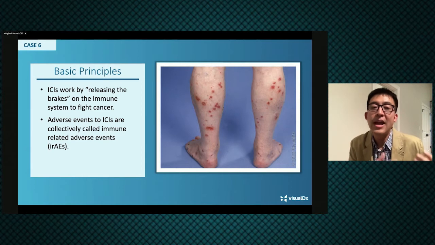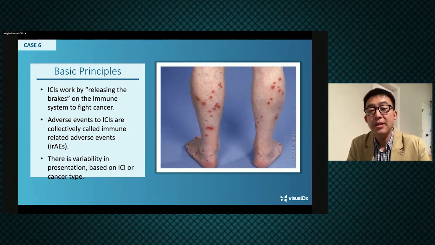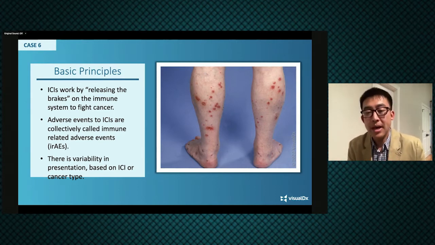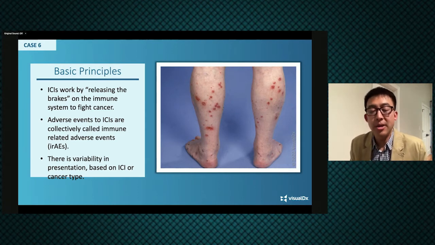And as I mentioned before, adverse events to immune checkpoint inhibitors are collectively called immune-related adverse events, or IRAEs. There's variability in presentation though, and that's based on the checkpoint inhibitor or the cancer type. So for example, I know that if a patient gets ipilimumab, which is blocking CTLA-4, they are more likely to get a cutaneous IRAE compared to patients who get pembrolizumab or nivolumab, where they're blocking PD-1. Additionally, I know that if I'm treating a patient with metastatic melanoma, they're also more likely to get an IRAE when compared to patients that I'm treating for non-small cell lung cancer.